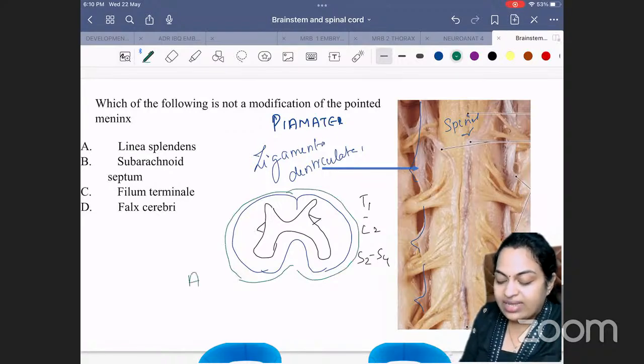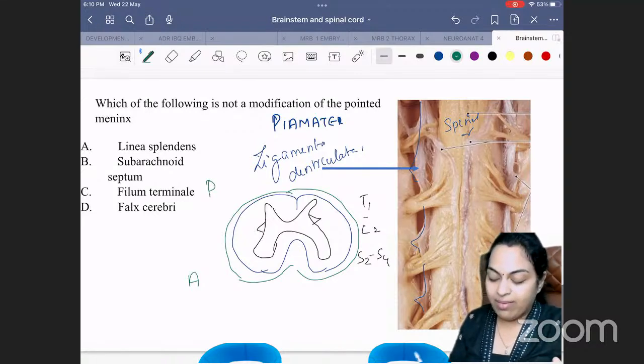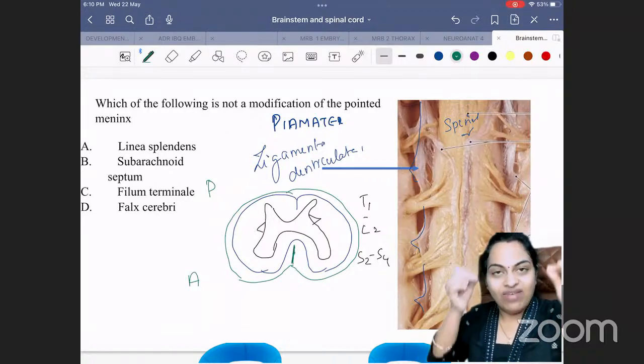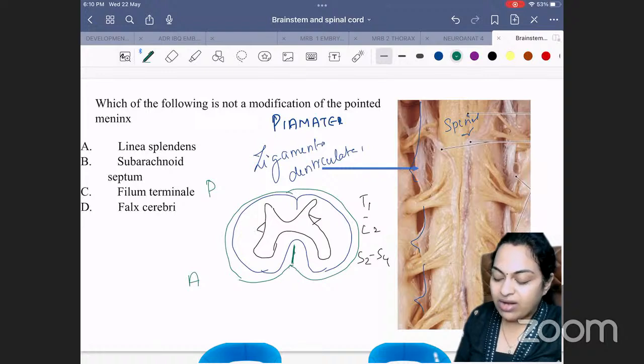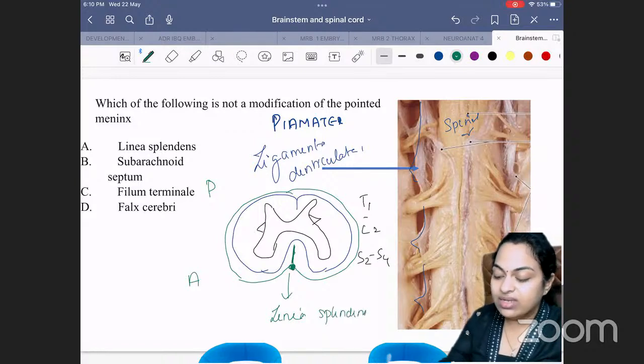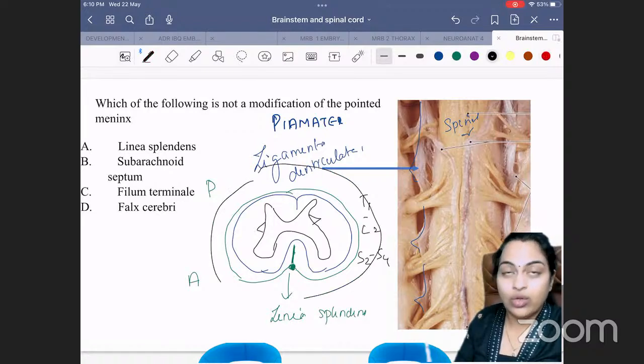This is the anterior aspect, this is the posterior aspect. On the anterior aspect, the pia mater gives a septum that extends into the anteromedian fissure. Where that septum arises, that part of the pia mater is thickened on the anterior surface. It's called the linea splendens, on the anterior aspect. Similarly, on the posterior aspect, surrounding the pia mater, we have the arachnoid and the dura.